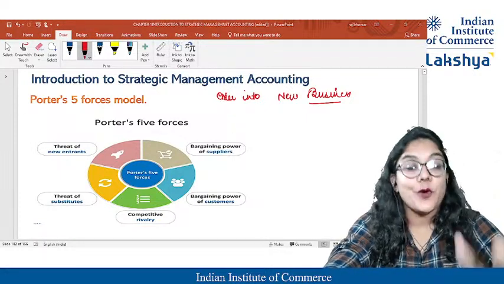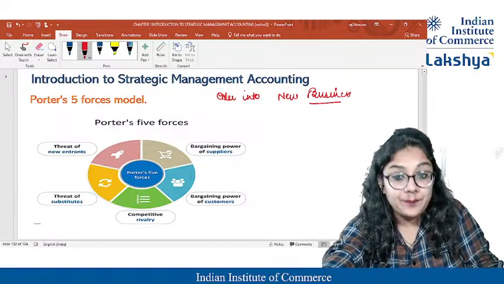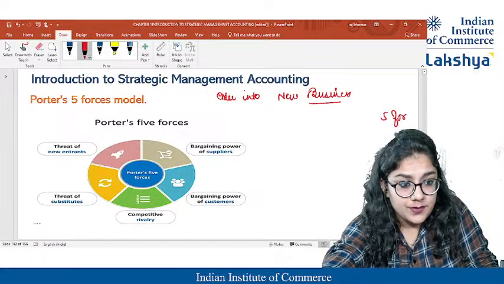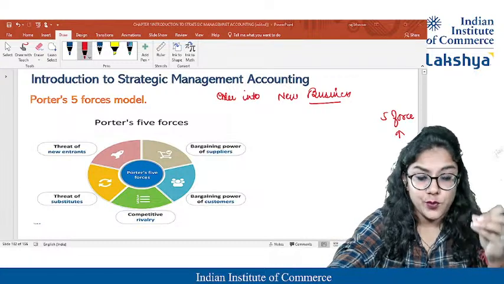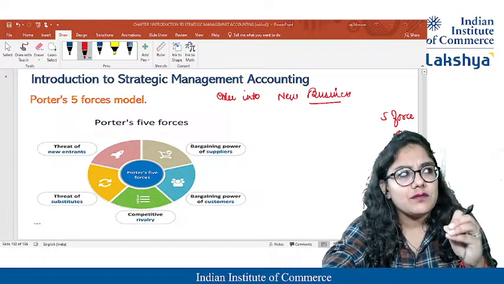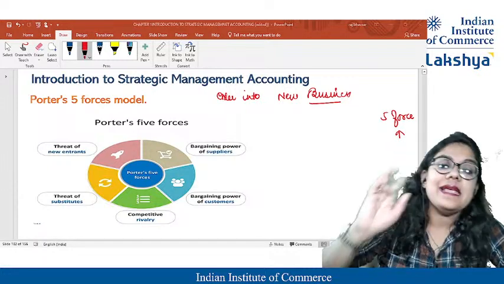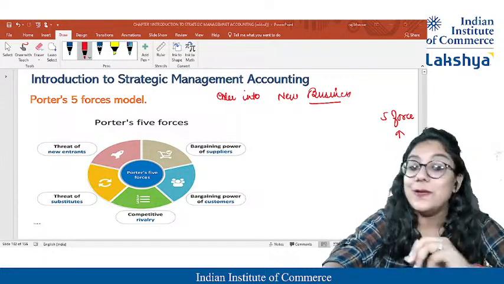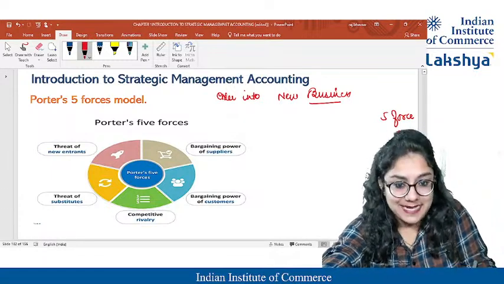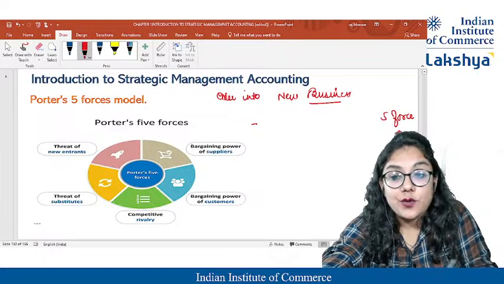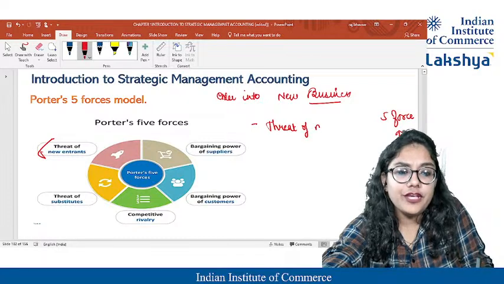Yes. So Porter has decided on the five forces model, which says that out of these five forces, if any of the forces is more, the company should not feel that it is better. It means the more the forces, the lesser the profits. We'll go through it very slowly. The first force here, Porter says, is the threat of new entrants.